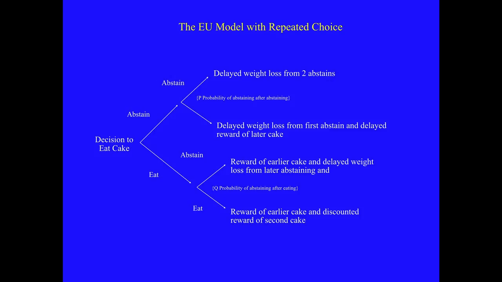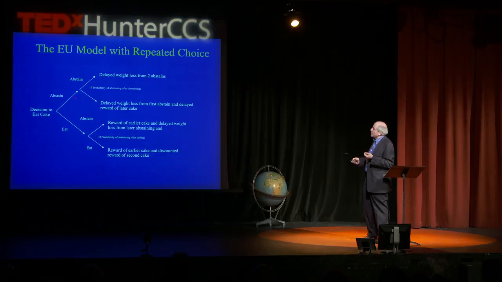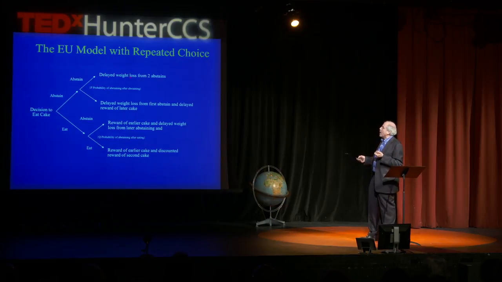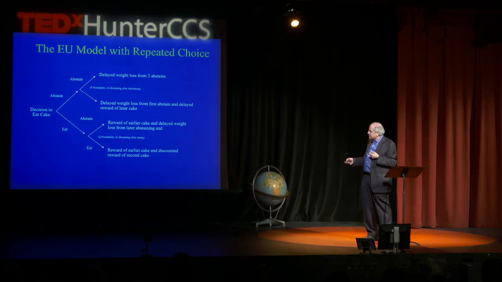I can decide to eat a piece of cake now or not. I can abstain or I can eat. Let's say I abstain. Well, then I'm going to face another piece of cake because, as I just said, it's a sequential decision. If I abstain the second time, I end up with weight loss from two abstentions. But it's in the future, so it's a delayed value of weight loss from two abstentions. Okay, and there's some probability that I will abstain next time. If I eat, then I do get the reward of this piece of cake. Maybe next time I'll abstain. And then I get the weight loss from that abstention. And that has a different probability.